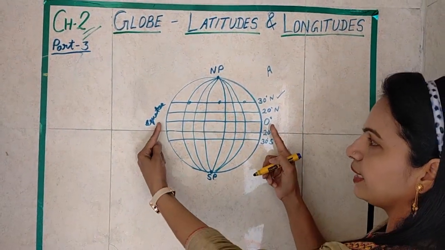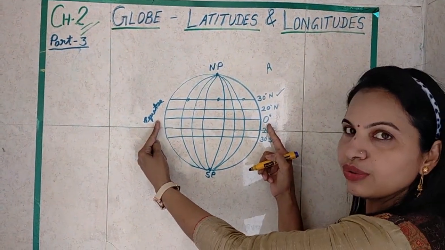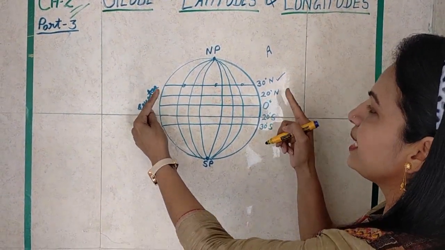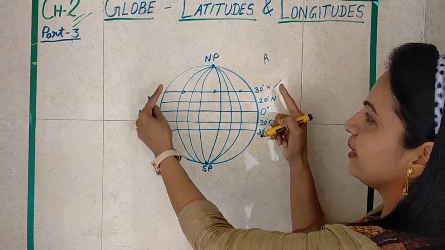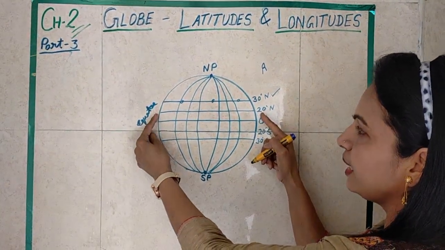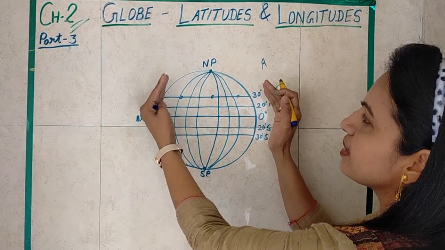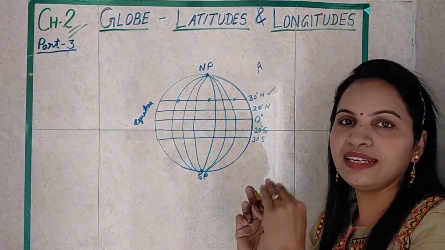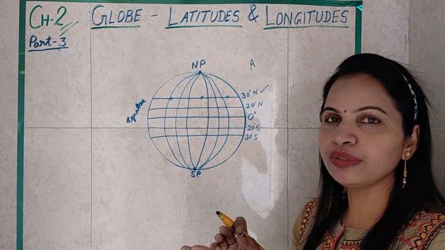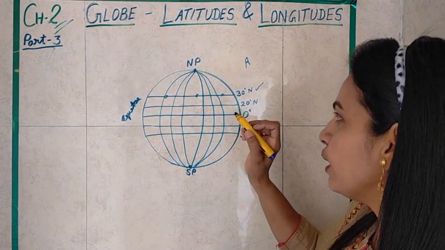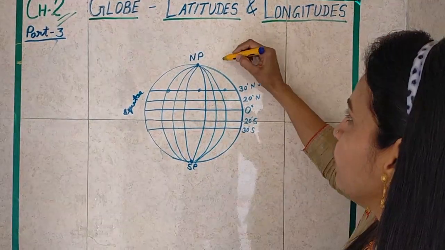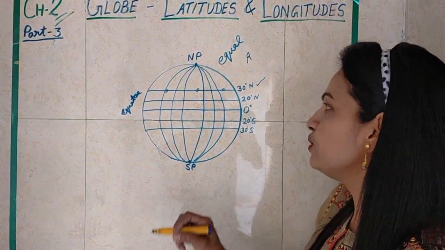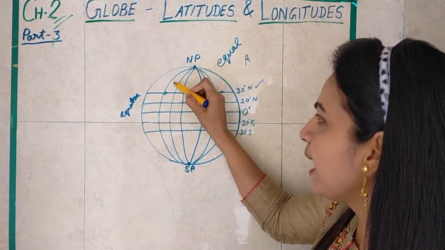One more thing I want to mention here. This is 0° latitude. Is it visible to you all? But the 20° latitude is smaller than this, and 30° is smaller than 20°. This means when we go towards the pole, the size of the latitudes decreases. But in the case of longitudes, nothing like that. The length of all the longitudes is always equal, because all the longitudes start from the North Pole and end at the South Pole.